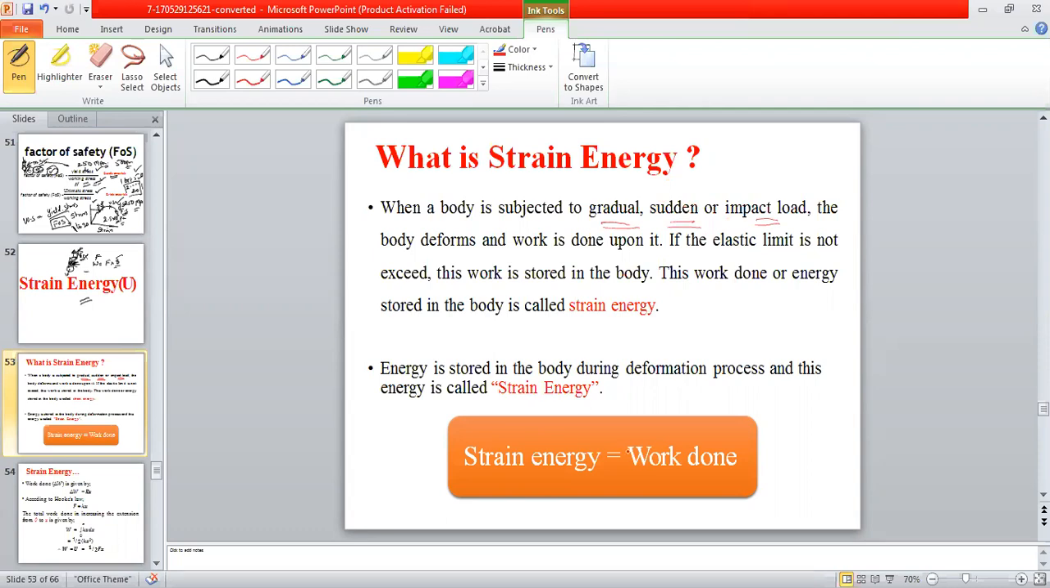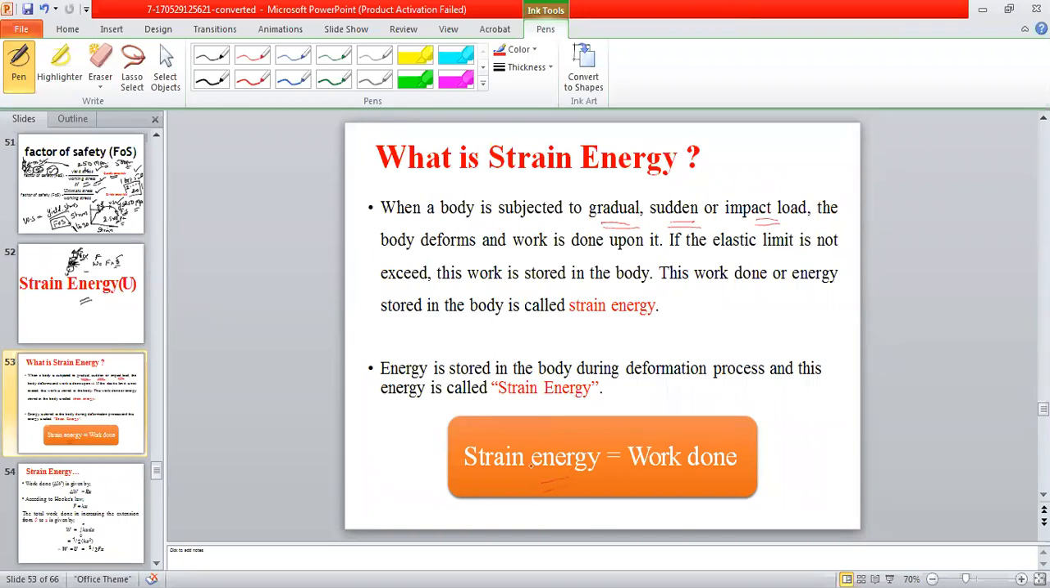Therefore, we need to find out the external work done on the component, which is also equal to the strain energy inside that component.